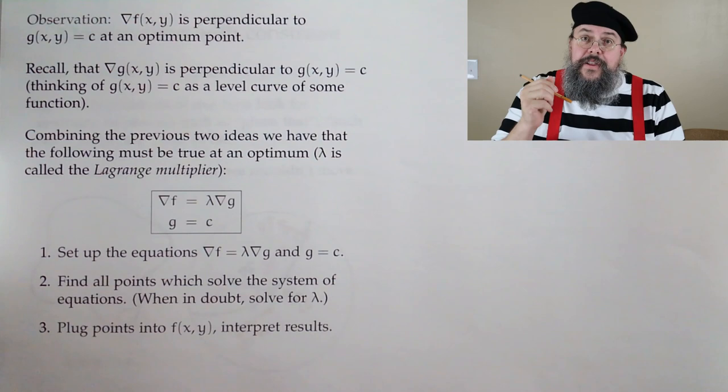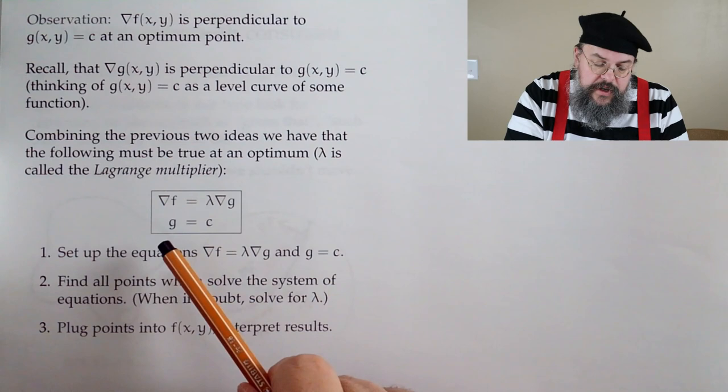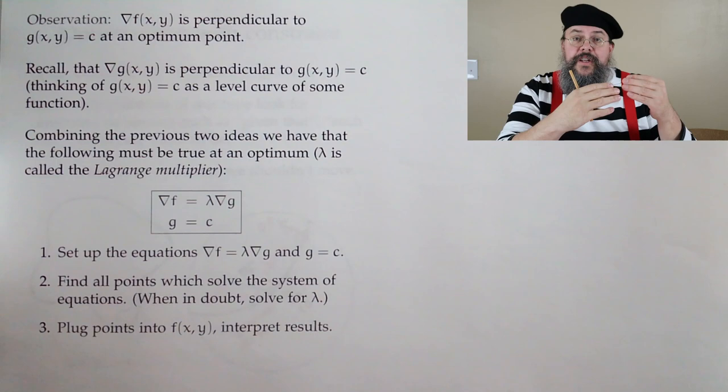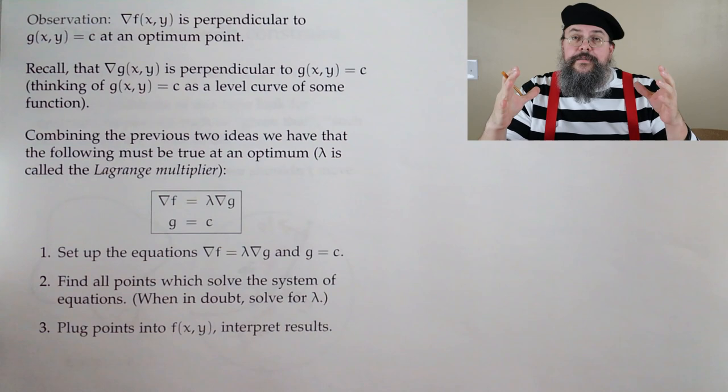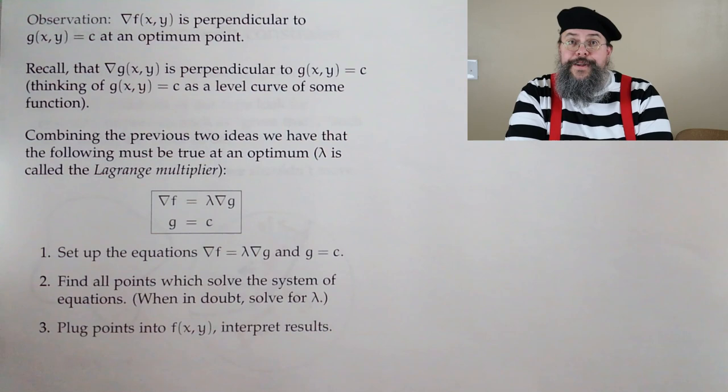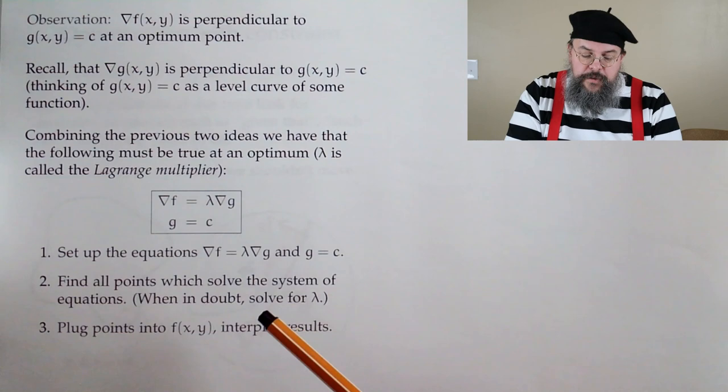Now, that's one relationship that has to be satisfied. Another relationship is, look, this constraint has to be satisfied. So we have to satisfy that the gradients are parallel and that the constraint is satisfied. And now we have a system of equations. So what's our process? Well, our process proceeds essentially as given here. Set up our system of equations: gradient of f equals lambda times gradient of g, and g equals c.